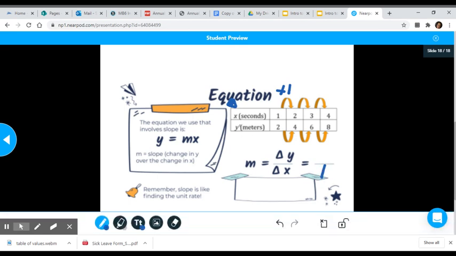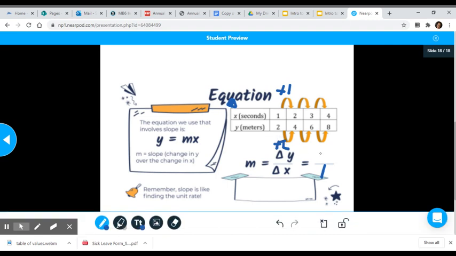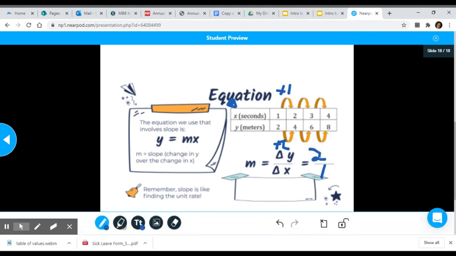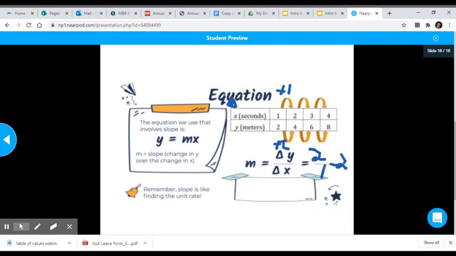Now we're looking at y, which is meters. What's happening each time to go from 2 to 4, 4 to 6, 6 to 8? In this particular case, we're adding 2 each time. So because we're adding 2 each time, our change in y is going to be 2. Now these are all positive, and 2 over 1, remember when we're finding a unit rate, it's like dividing. 2 divided by 1 is the same as saying 2.